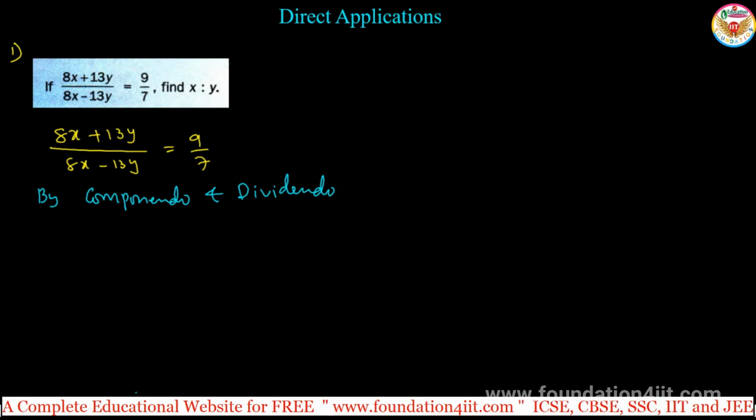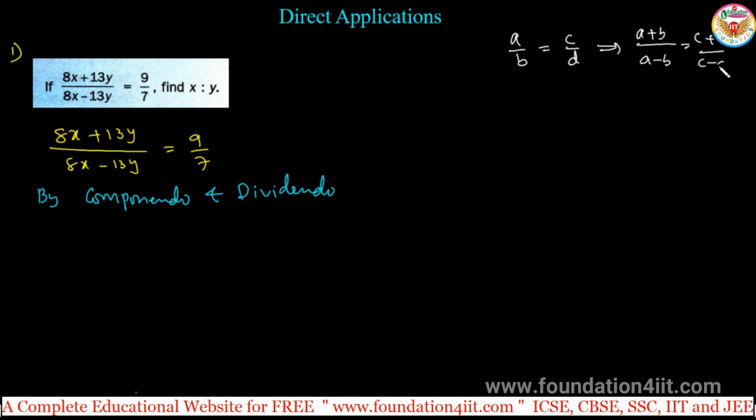Componendo and dividendo rule, as we discussed previously: if A is to B, like C is to D, meaning A by B is equal to C by D, then A plus B by A minus B is equal to C plus D by C minus D. So this is numerator and denominator equal to the RHS numerator by denominator. Now by using this rule, you can make numerator plus denominator.